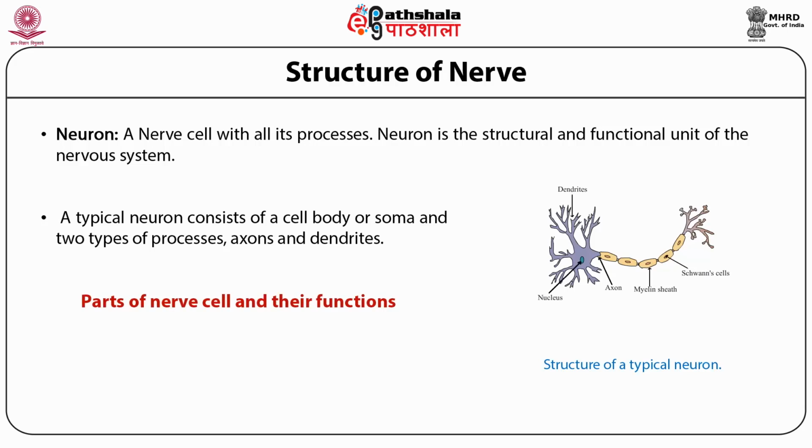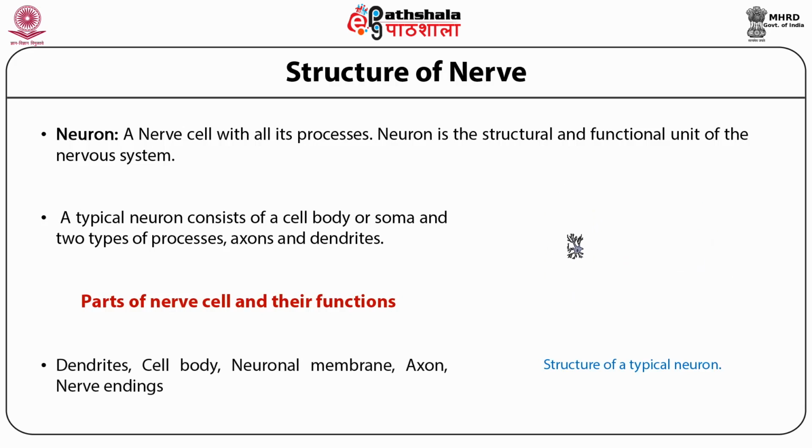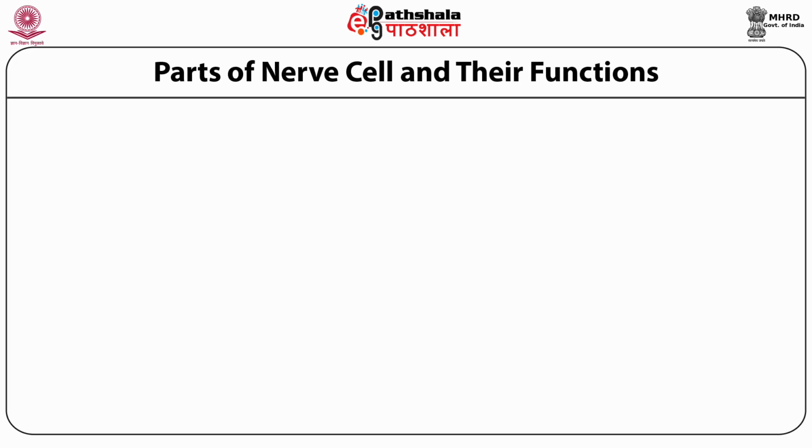They are different parts of the nerve cell. So, the parts of the nerve cell and their functions. The first ones are dendrites, cell body, neuronal membrane, axons and nerve endings. Parts of the nerve cell and their functions. The first one is dendrites.